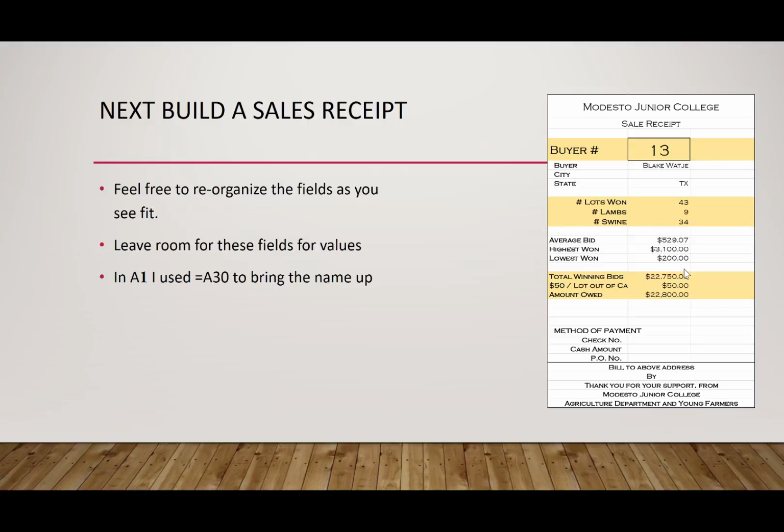Now in A1 though, I went and made a little cheat. Rather than typing Modesto Junior College again, I just hit the equal sign and then came down here and clicked on it where I had it below. But you can do something else. So go ahead and lay this part out first.